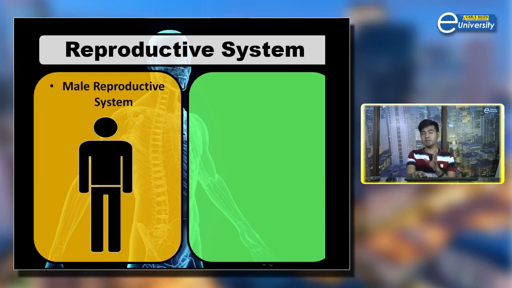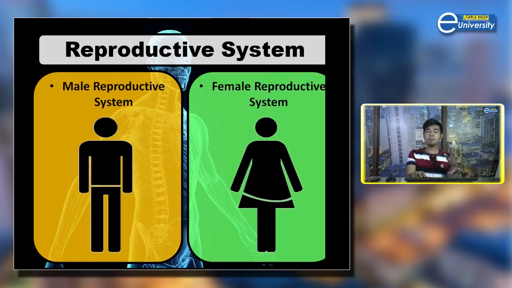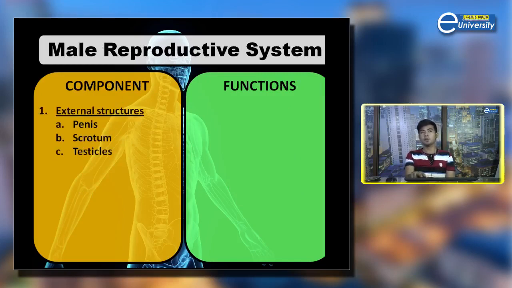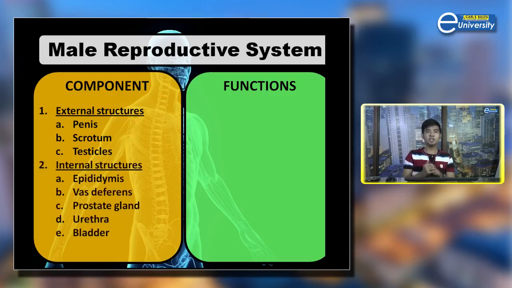So the reproductive system is of course divided into two. We have the male reproductive system and the female reproductive system. Let's start with the male reproductive system. For the components of the male reproductive system, we have the external features: the penis, scrotum, and the testicles. While the internal structures, we have the epididymis, vas deferens, prostate gland, urethra, and the bladder.